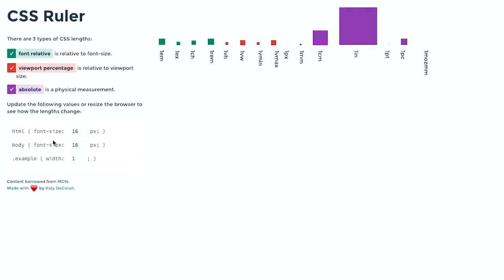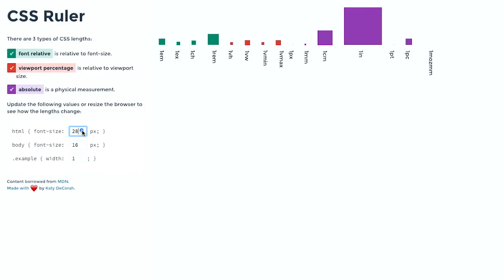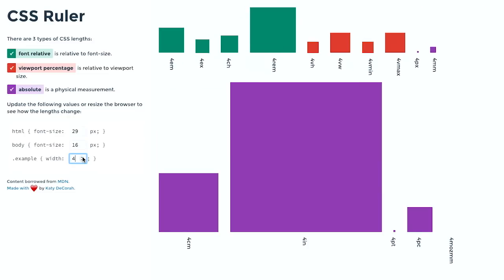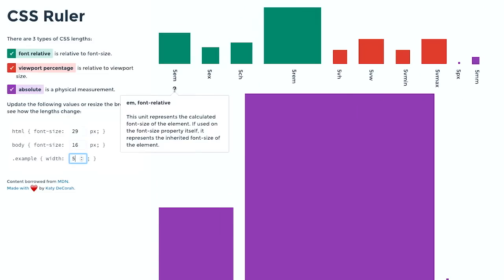Exactly. So here we have a couple of different toggles where we can adjust the font size of the HTML, the body, or the example here. And you can see how these different units respond. So for example, this is like 1 inch here, or these are relative to the font, these are relative to the viewport. And so when you change these, they're all going to react differently. So if I increase the font size here, those will change, or if I change the width of the example, so you actually change the whole unit there, you can see how that behaves.